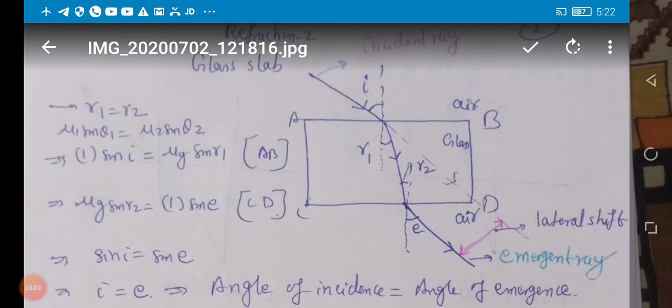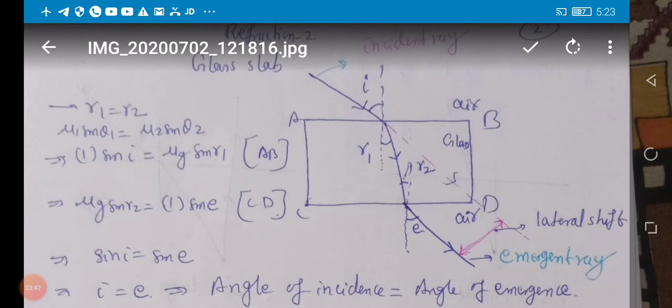Now, student, I am applying the same formula at the interface CD. For the interface CD, the first medium is glass and the second medium is air. So mu2 is for air, that is why I have written 1 into sin e. And mu1 I have written mu g into sin r2. Now if you compare the two equations, for surface AB and CD, you will see sin i is equal to sin e. Here is the conclusion, student: again you see i is equal to e.